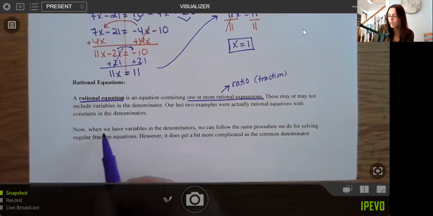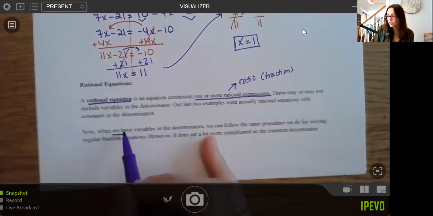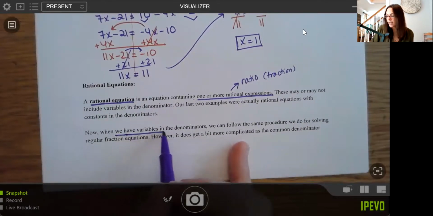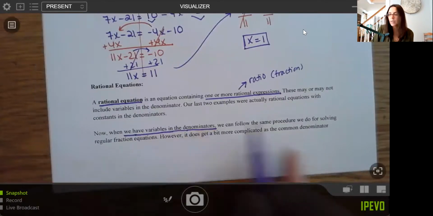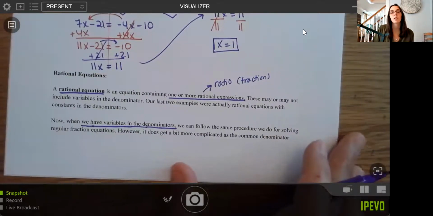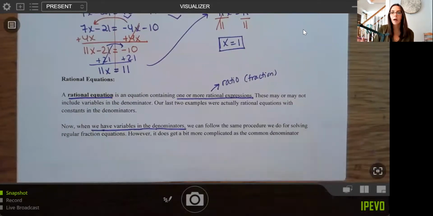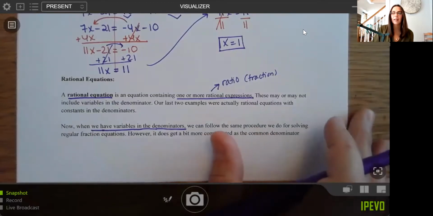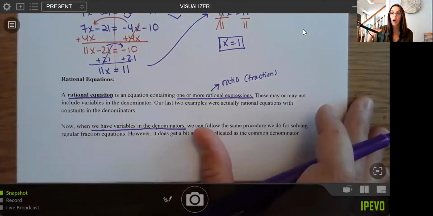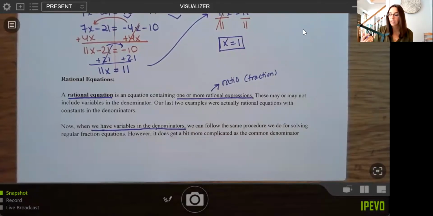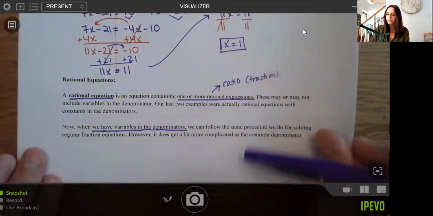So a lot of times what we see with rational expressions as we get into harder problems is that we now have variables in the denominator. So we follow the same basic procedure we did above, but it's a little bit harder because our common denominators now become polynomials, not just numbers. And we also have to watch out for our domain. Now, domain refers to our x values that we can plug in. So we have to remember that we cannot divide by 0.